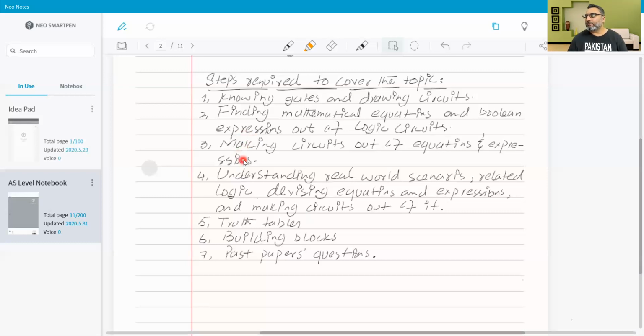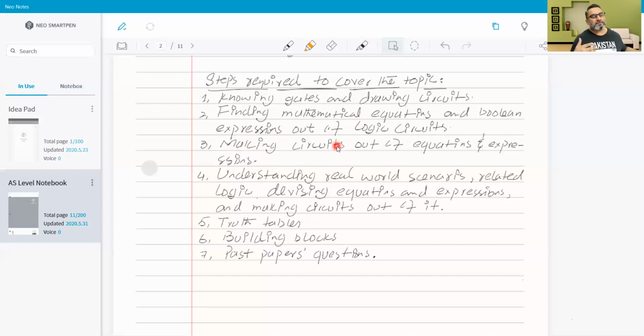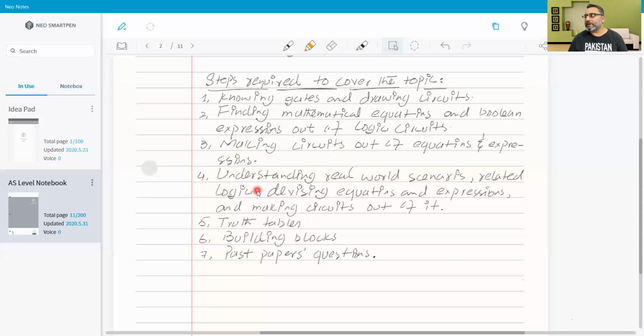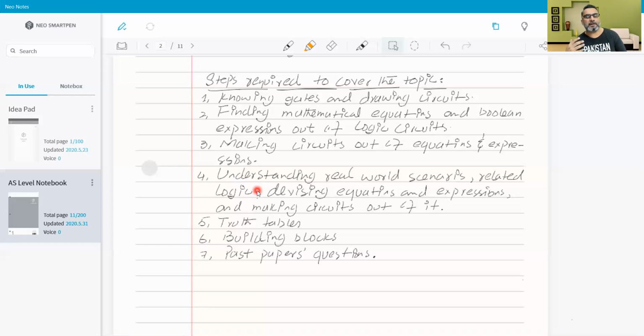And then we have to learn how to make circuits out of the equations and expressions. So first we will turn everything to these logical statements and graphical representations of the circuits and vice versa, learning how to convert between all. Then we will be understanding real world scenarios, meaning that if we have any real world situation, we will be able to convert that situation into the form of a circuit and then bring that circuit to our use.